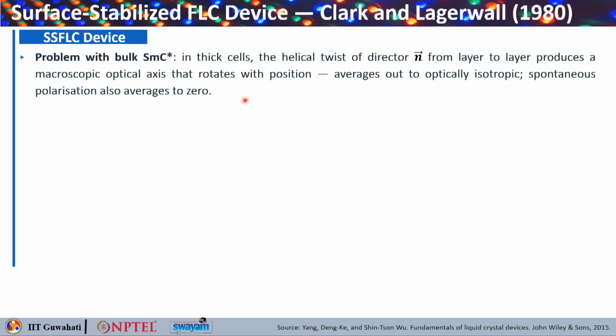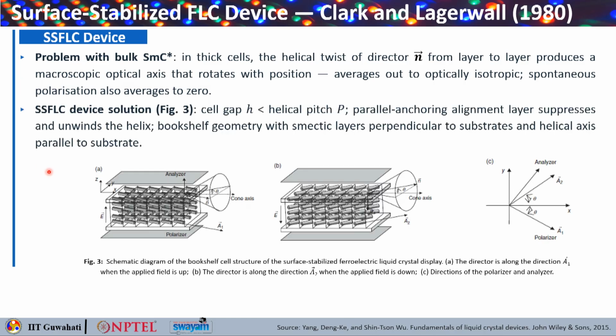So what are the problems with the bulk smectic C star? We have seen that in thick cells, the helical twist of the director n from layer to layer will produce a macroscopic optical axis that rotates with position. If you take the average, they will average out to optically isotropic. In that case, the spontaneous polarization will also average out to 0. Now the proposed solution of the surface stabilized FLC device was something like this.